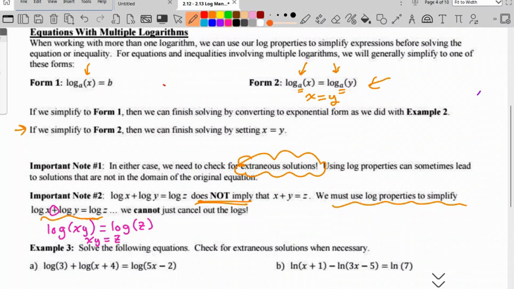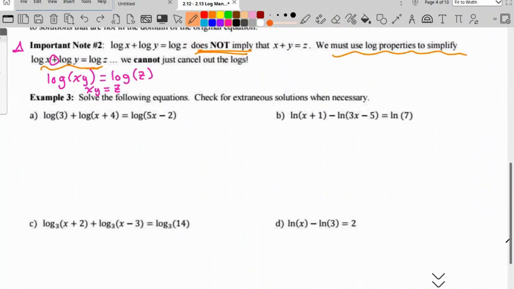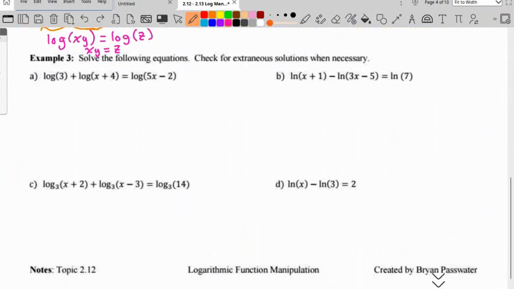Okay, so we do have to use those log properties to get it down to a single log on each side with the same base before we drop the logs. Okay, super important note. Don't forget either one of those. Extraneous solutions and it has to be a single log on each side. Okay, so let's try some log properties, some log equations.